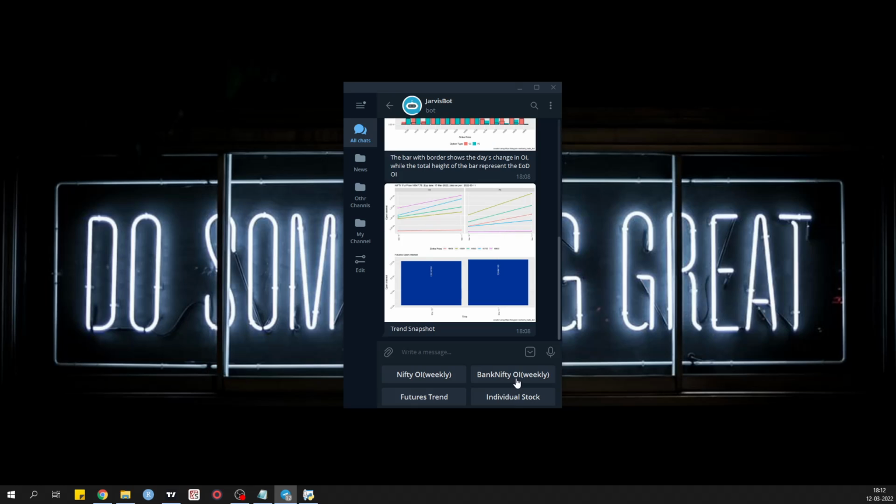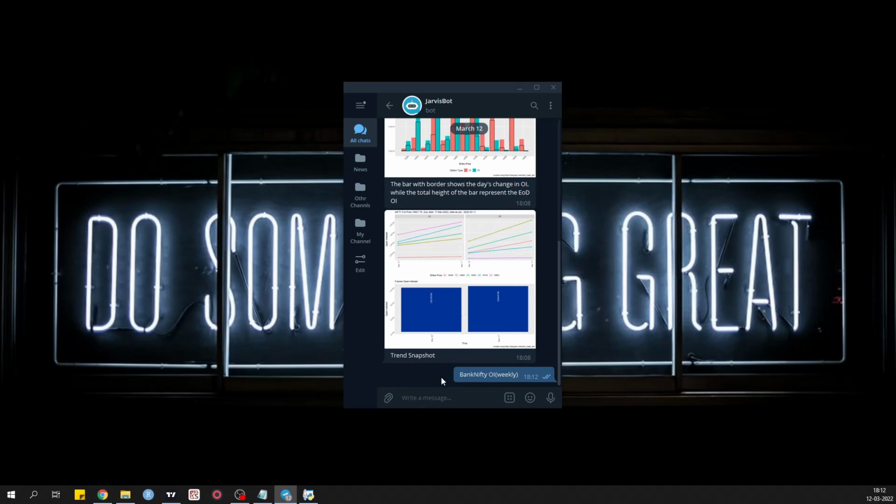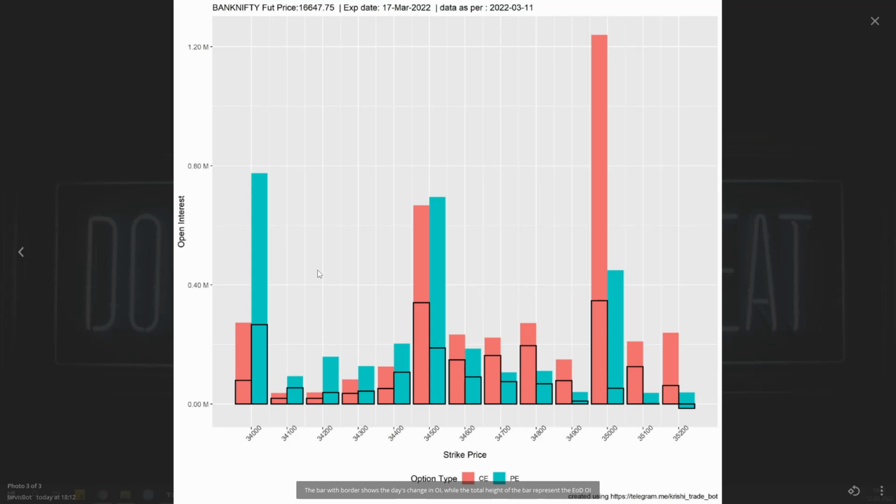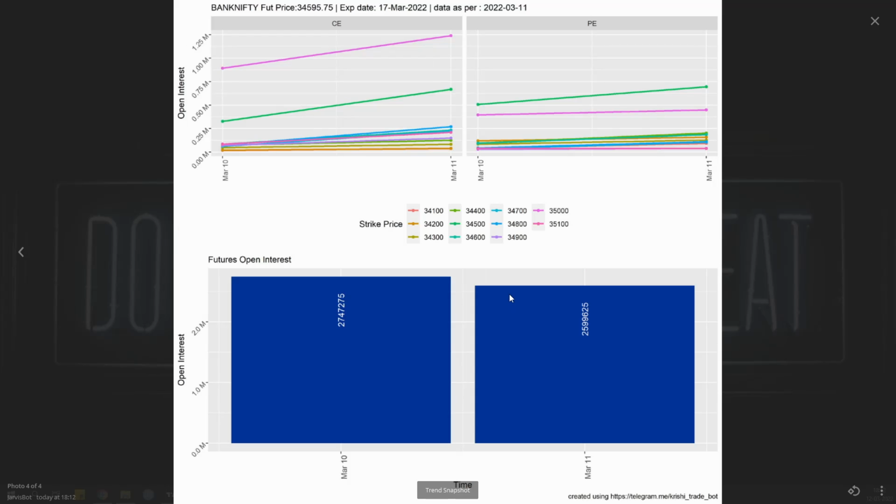Similarly, when you click on Bank Nifty OI data, it gives two plots, the same set of plots. This is number 1, and this is number 2.